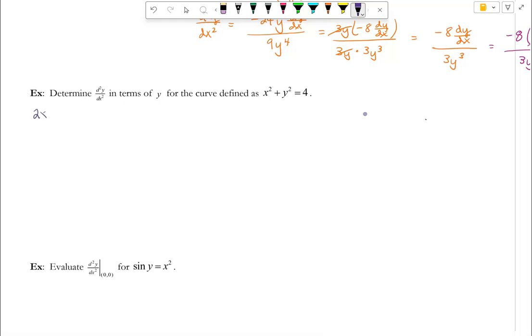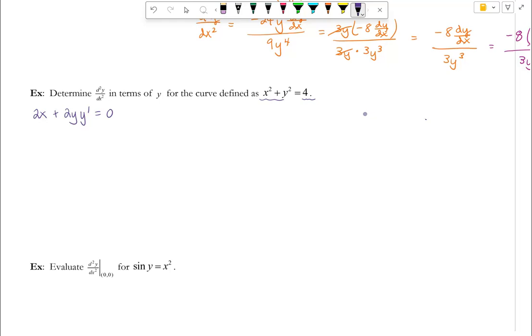So I get 2x from my first term plus 2y y prime, or dy/dx, whatever you feel better about, for my second term. And again, that's going to equal 0 because we're taking the derivative of both sides of this equation with respect to x. And so now we want to go ahead and isolate our y prime.